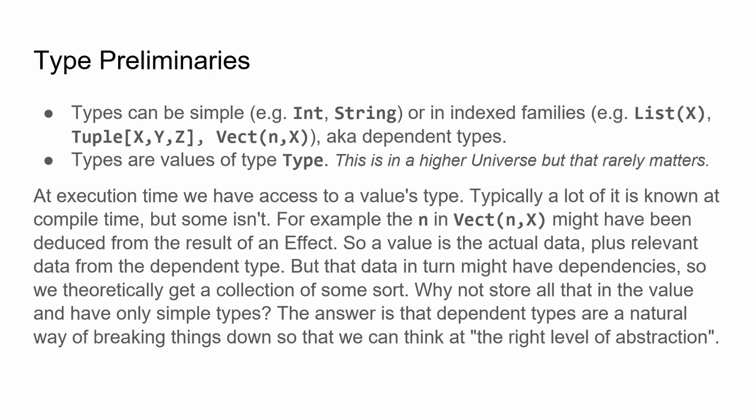So types can be simple, like int and string. More commonly they come in indexed families, like a list of x. A tuple takes a list of types as its parameter, and the indexes aren't necessarily other types. They could be, so vect takes a length as well as a type, and these index types are more or less the same as dependent types, I think.